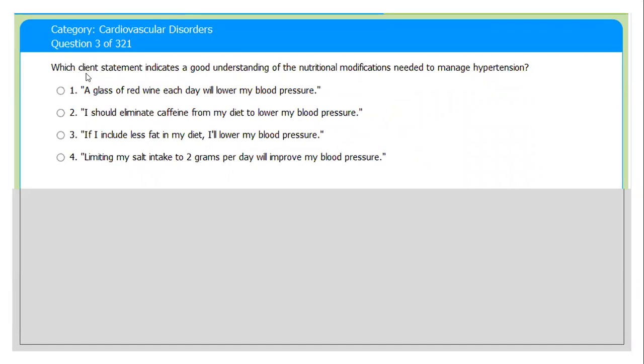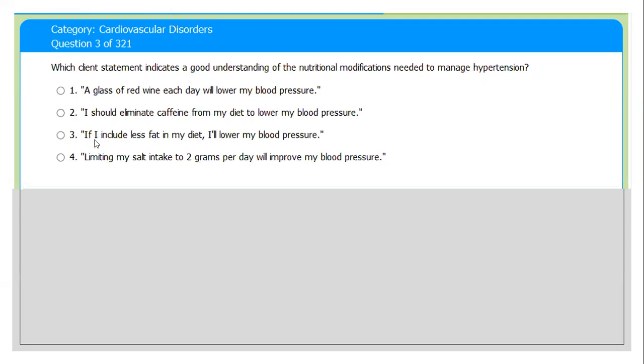And here is a question: which client statement indicates a good understanding of the nutritional modification needed to manage hypertension? Number one, a glass of red wine every day will lower my blood pressure. Red wine can reduce the bad cholesterol, not blood pressure. Number two, I should eliminate caffeine from my diet to lower my blood pressure. But the examiner does not say how much caffeine you take, because if you take very mild caffeine, it does not have any effect on your blood pressure. But if you take too much caffeine, a huge amount, that can cause it.